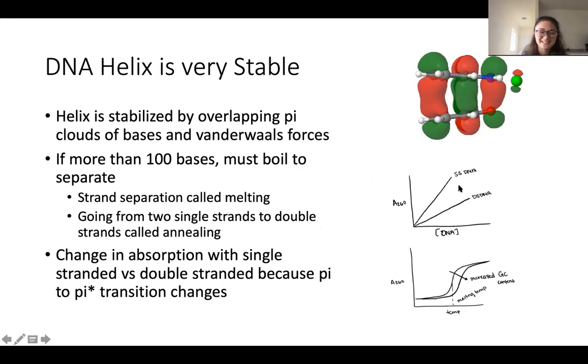And so because of this, you can actually measure this change in absorption over temperature, and you can get these really nice melting curves. And also, the more strongly the DNA is held together, which is increased GC content, you'll see a shift in the melting temperature, so it will melt at higher temperatures. You can also probably imagine that if you get longer and longer sequences, they will also melt at higher and higher temperatures as well.